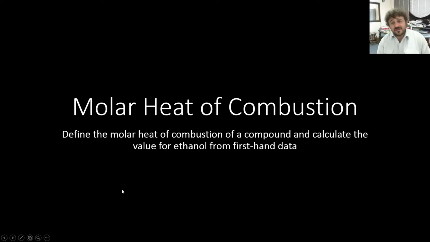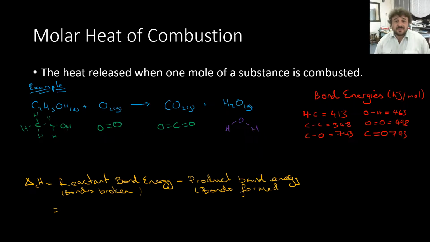Alright, chemists, so today we're going to look at the molar heat of combustion. As an example, we're going to use ethanol. So what are we looking at? First off, the molar heat of combustion is essentially the heat released when 1 mole of a substance is combusted, or the energy released. Now remember, we measure energy in joules or kilojoules. These are going to be large numbers, so we're talking about kilojoules.